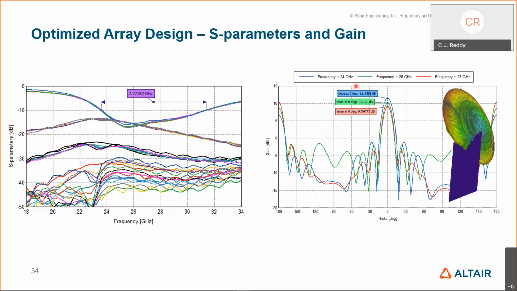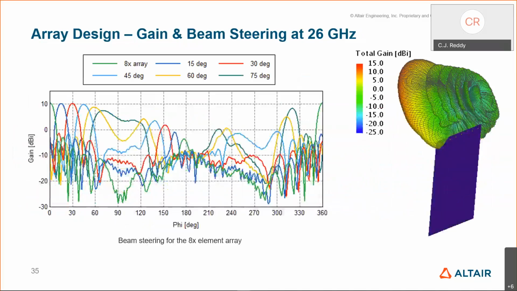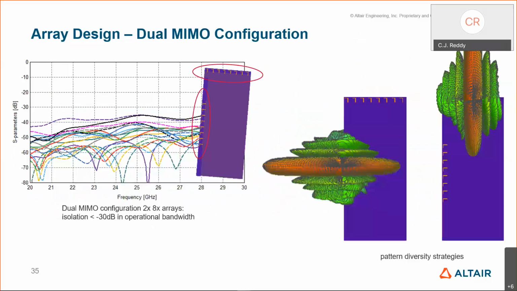But also at the various frequencies, the beamwidth and the gain can vary because of the frequency and the size of the array at those frequencies. And also the scanning performance of the array can be seen at various scanning angles here.